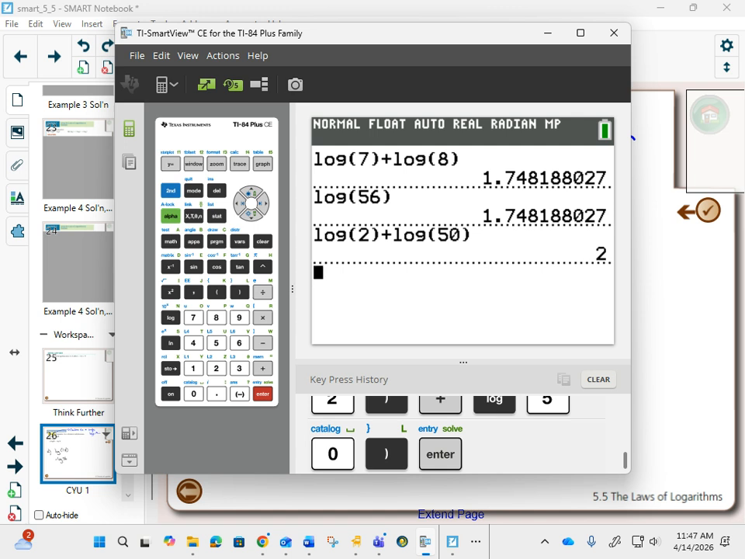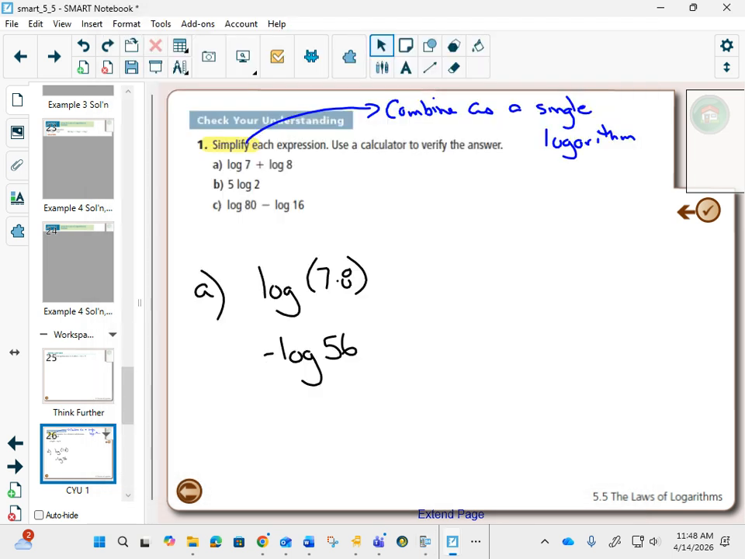And then the base is 10. 10 to what exponent is 100? It's 2. Okay, so sometimes even though we can't do the individual ones, we could do them together, which is super cool. Okay, B.